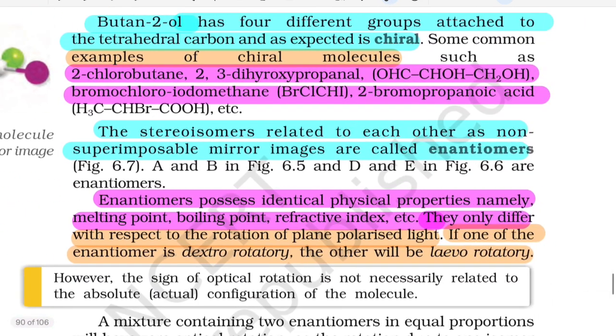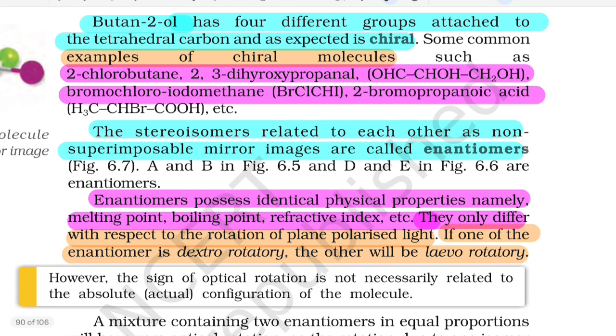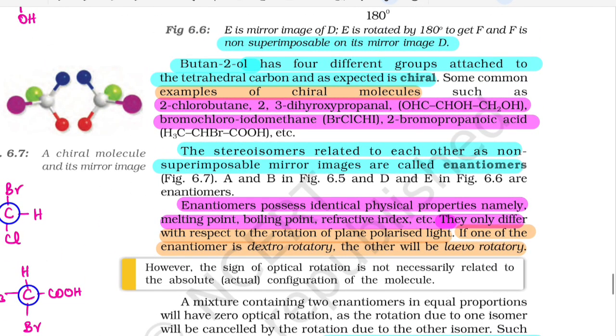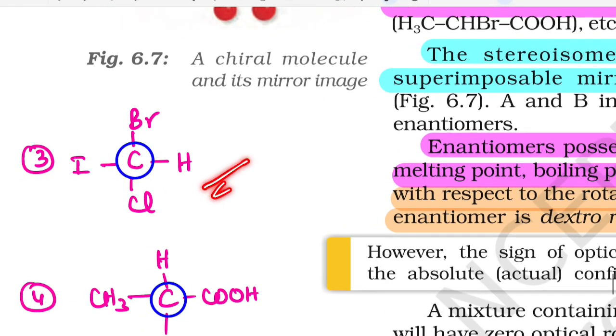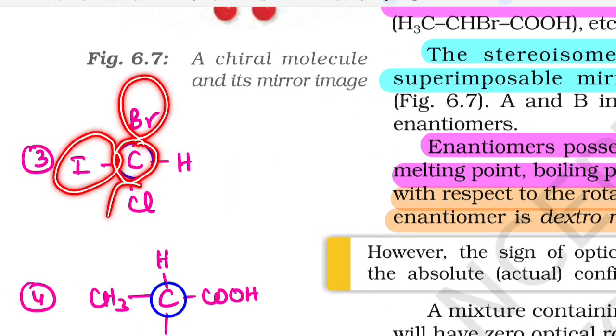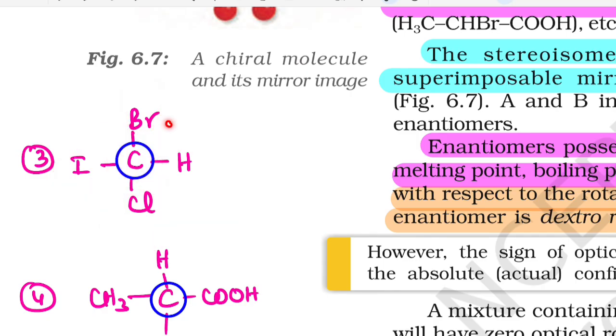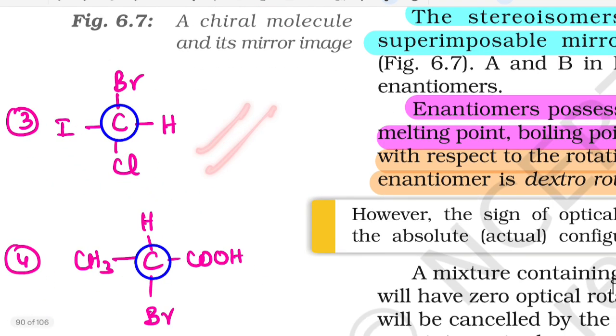Third example. So here, bromochloroiodomethane. So this is the third example. So carbon atom, see here, bromo group, iodo group, chloro group, hydrogen. All are 4 different groups. Therefore, they are also optically active.